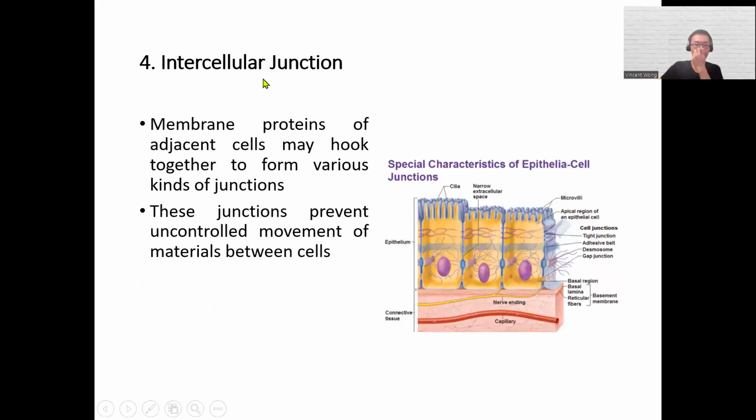Next, we have intercellular junctions. We already learned about this earlier, with the intermediate filaments. In addition to the intermediate filaments, you have additional proteins that help glue the cells together. It's important to have these junctions because we want to prevent uncontrolled movement of materials between cells. We definitely don't want things to be leaking out of our intestine. We don't want things to be leaking out of the blood vessels, right? So that's why we need to have these tight junctions, intercellular junctions.